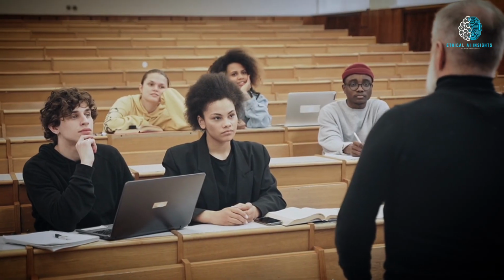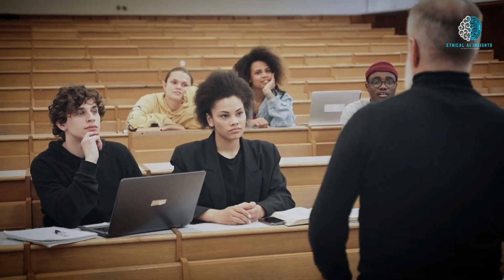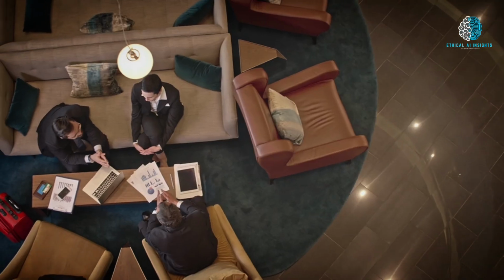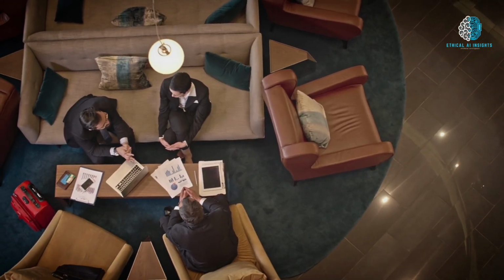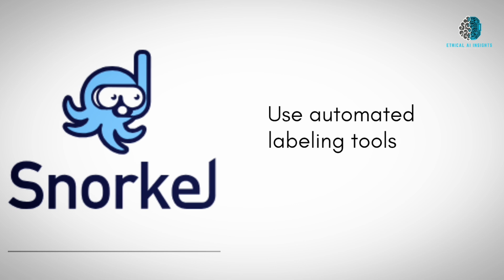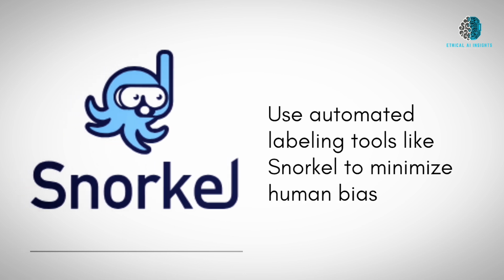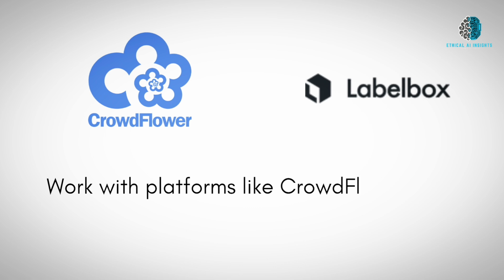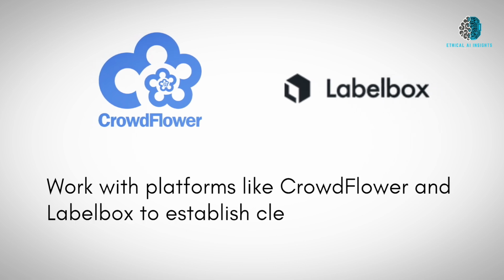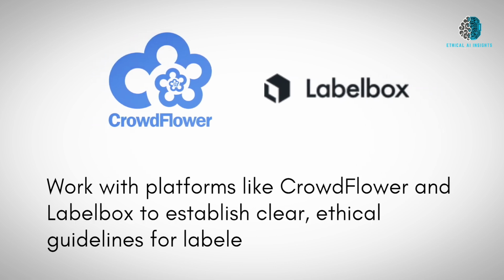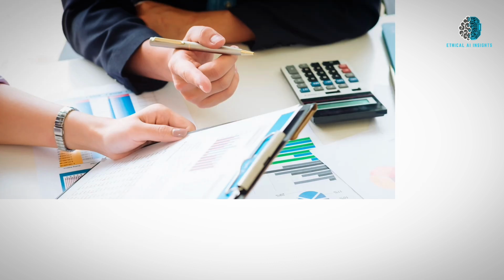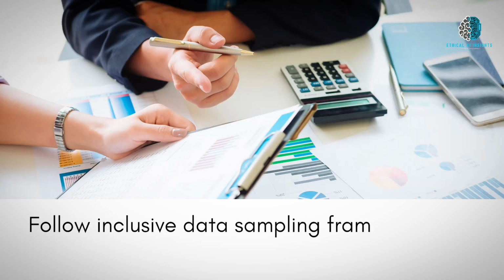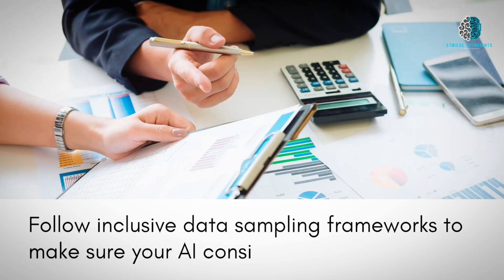To sum up, ethical data collection and labeling are vital for building trustworthy AI. Here are some best practices to keep in mind. 1. Use automated labeling tools like Snorkel to minimize human bias. 2. Work with platforms like CrowdFlower and Labelbox to establish clear, ethical guidelines for labelers. 3. Follow inclusive data sampling frameworks to make sure your AI considers diverse voices.